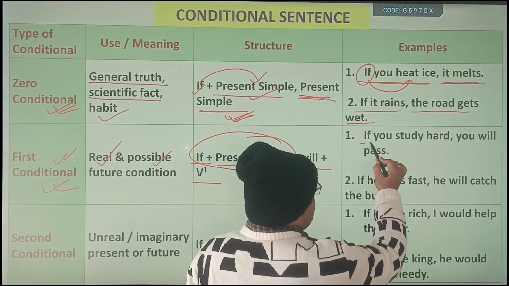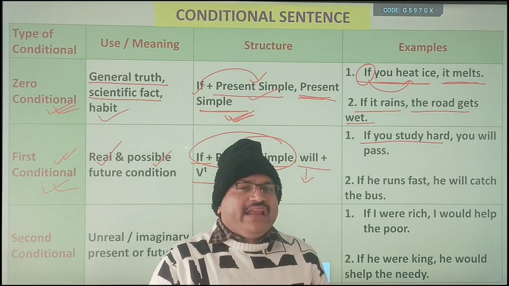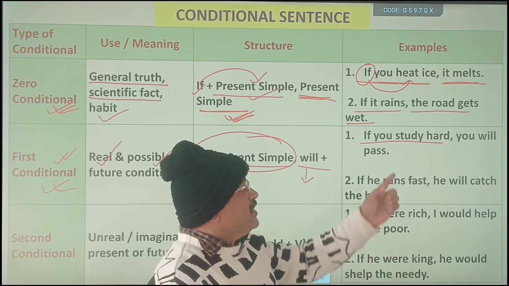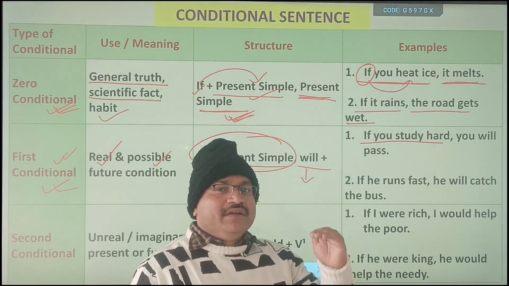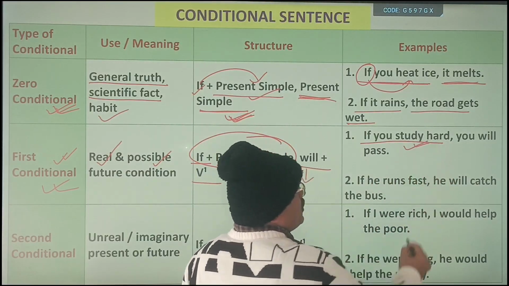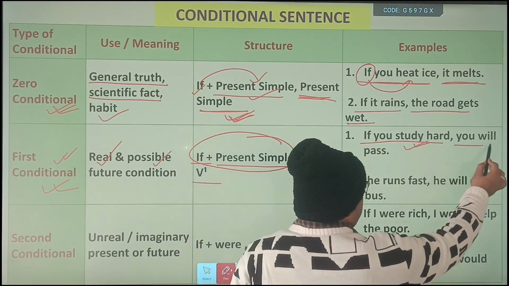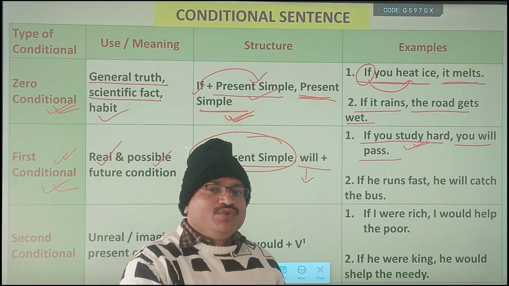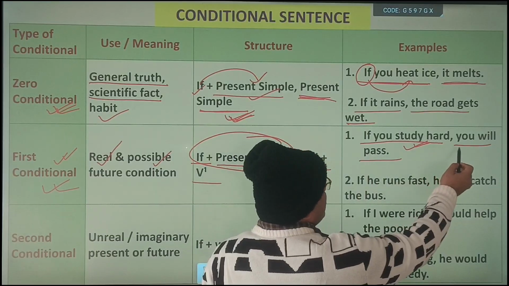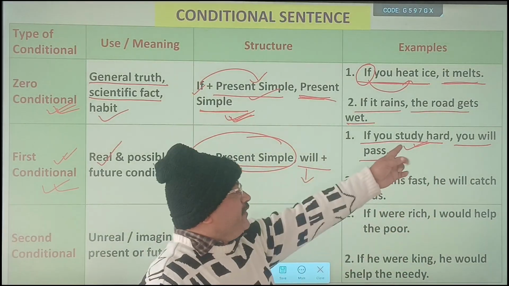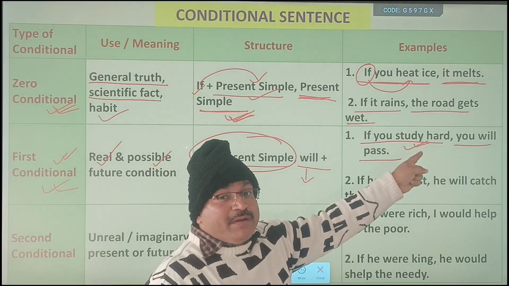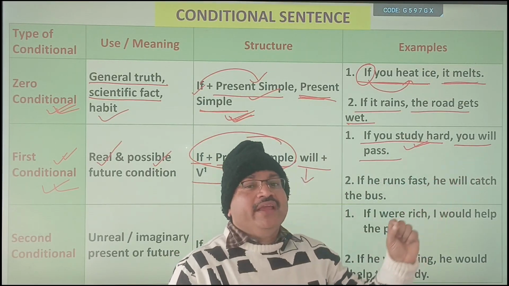Now you can see what type of condition it is. It is a very realistic condition. If you study hard, you will pass. It's not impossible. So the realistic possibility is very, very high. So if you study hard, this is present simple, and the result part, you will pass, is in future tense. So what you will get in exam: if you will study hard, you will pass. Wrong. The first part, the conditional if part, will be in simple present and the result will be in future tense.